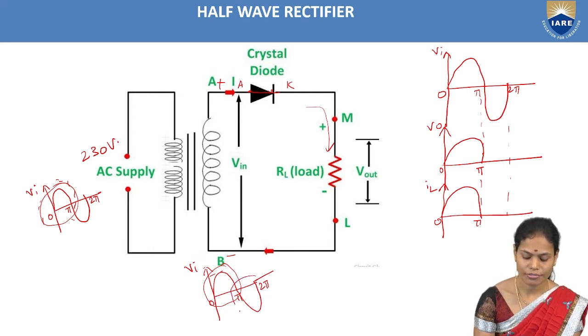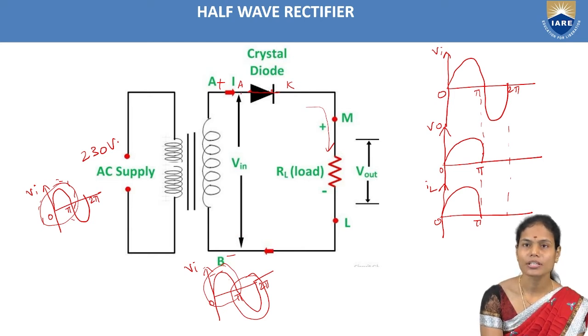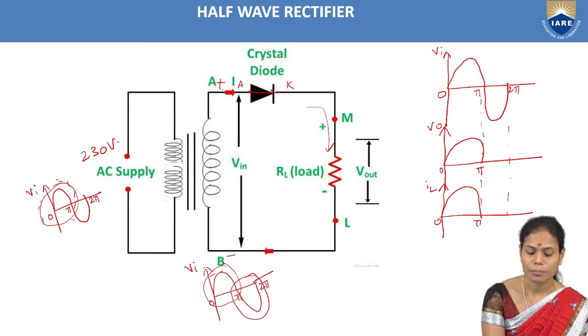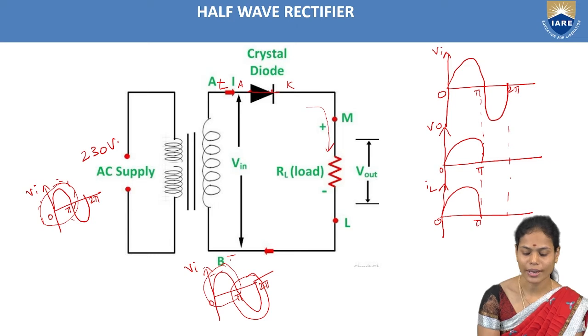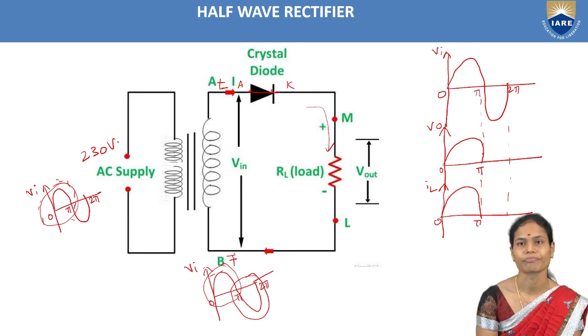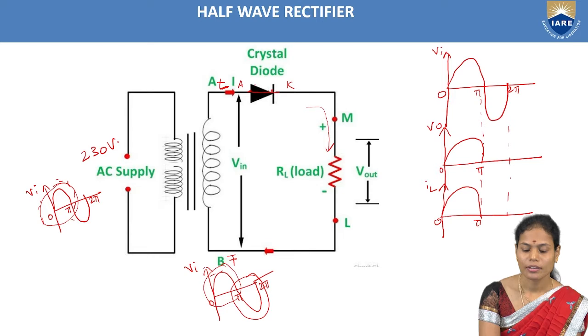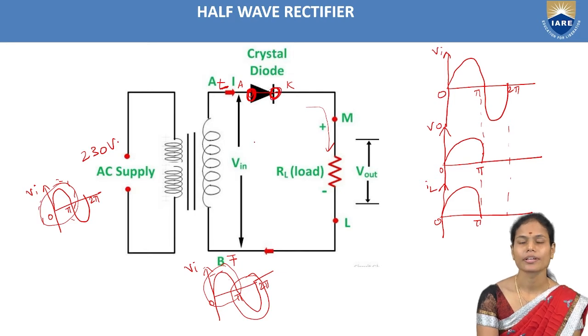And similarly, if we take the negative half cycle from pi to 2 pi, when we apply this negative voltage from the secondary of the transformer to the diode, at that time the potential across A is negative and across B it is positive. So that is nothing but providing negative voltage to the anode terminal of the diode. So the diode acts like an open circuit here. Okay, the diode is open circuited.